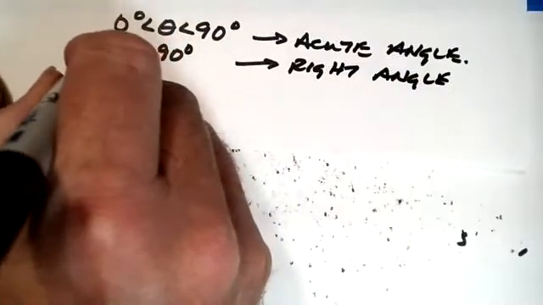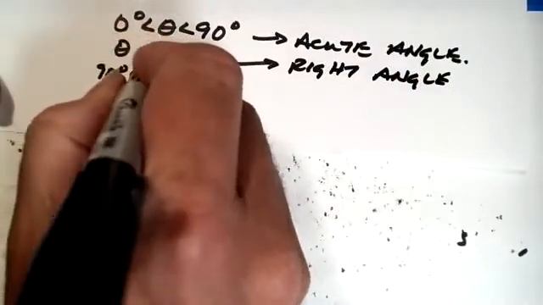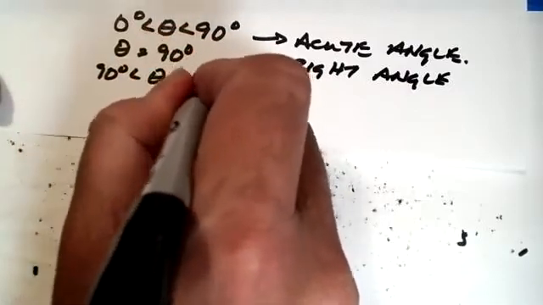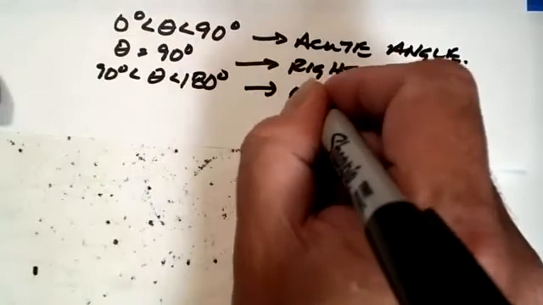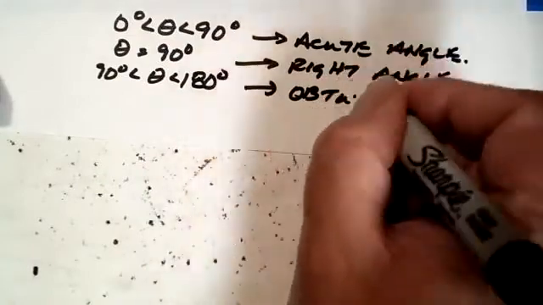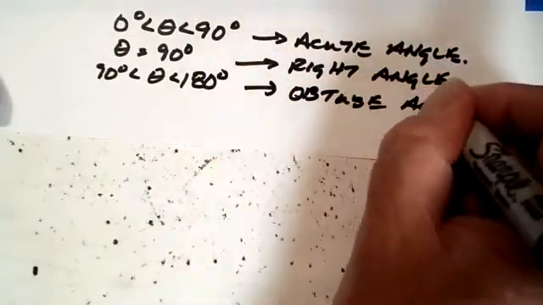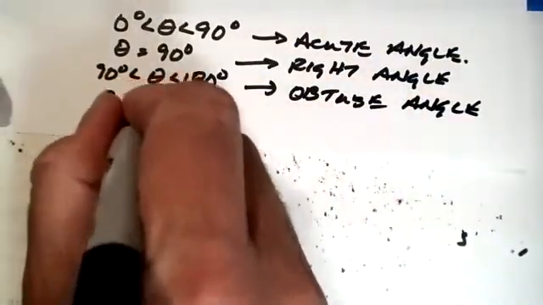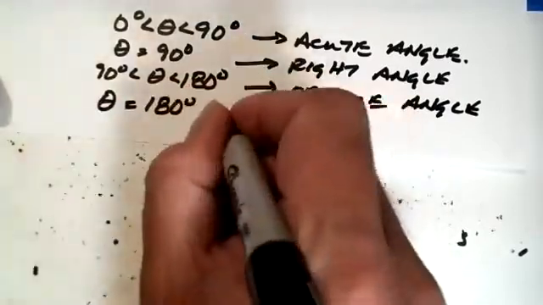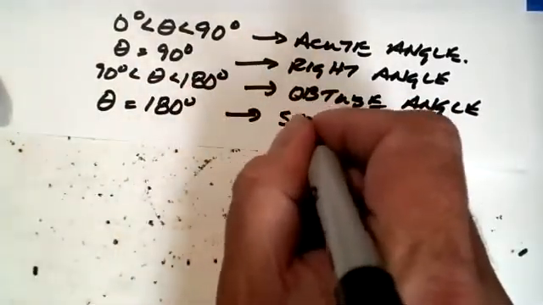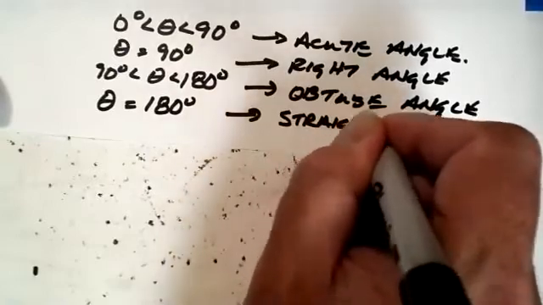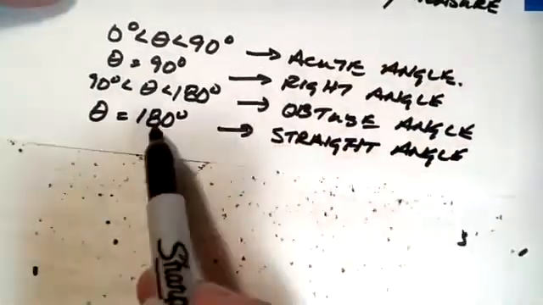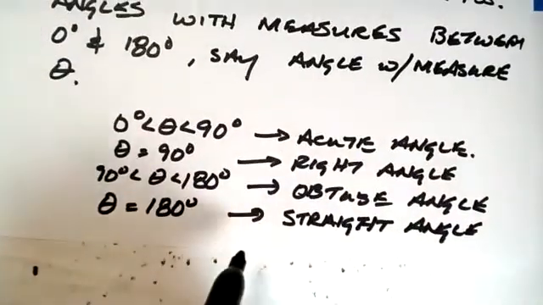If it's strictly between 90 and 180, we call this an obtuse angle. And if it is equal to 180 degrees, this is sometimes called a straight angle. You'll hear different terms for this last one, but straight angle seems to be what the textbook likes.